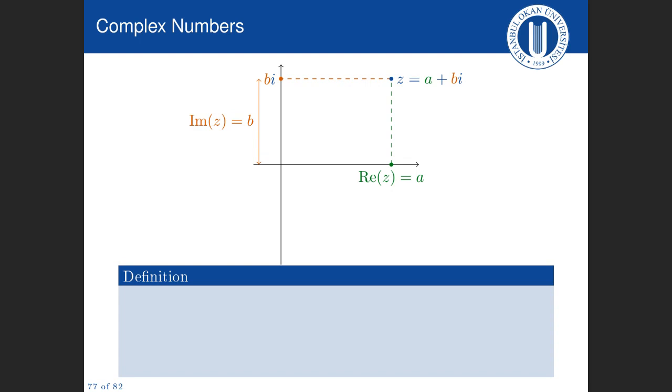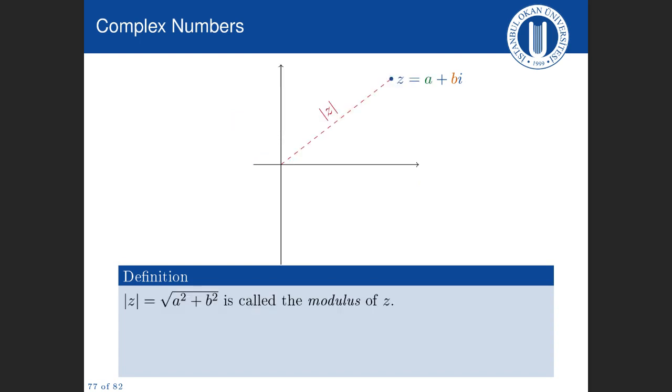The distance from the origin to z we call the absolute value of z, or the modulus of z. And of course, that's the square root of a squared plus b squared. The angle here, the angle between the real axis and this dashed line, if we measure in the anti-clockwise direction, is called the argument of z.